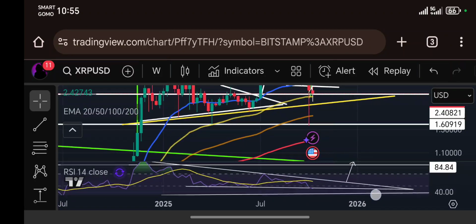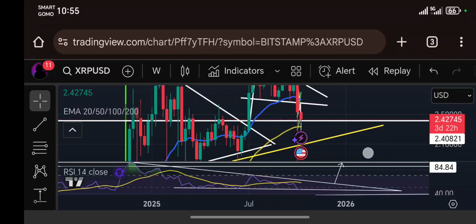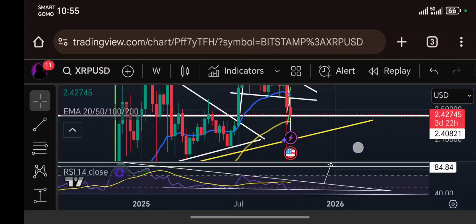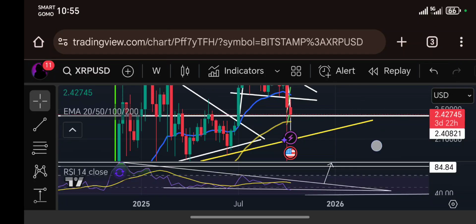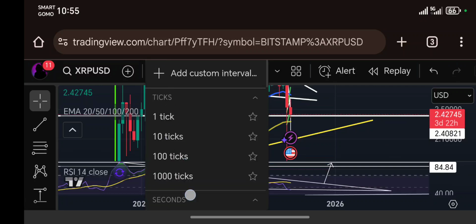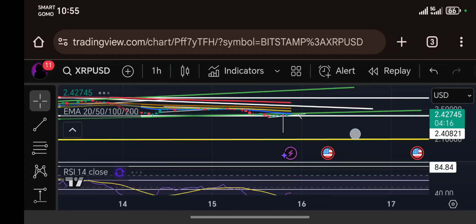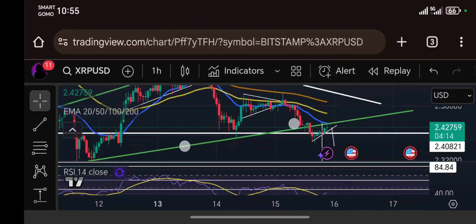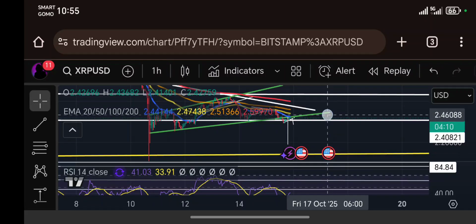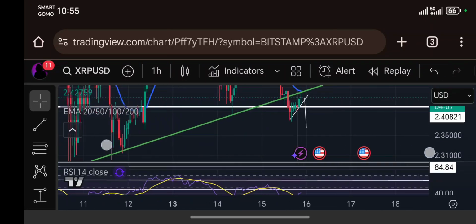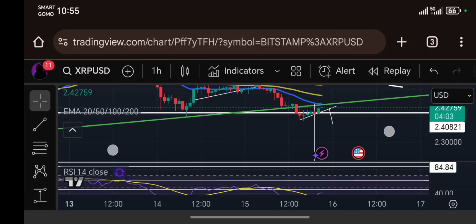First of all, I want you to see this. We're still sitting around 2.42 US dollar. I've drawn this support line and it goes back down. Let's go on with the shorter time frame first. Look at this 1 hour time frame. It broke our uptrend channel here. So as you can see here, we are now below this line.